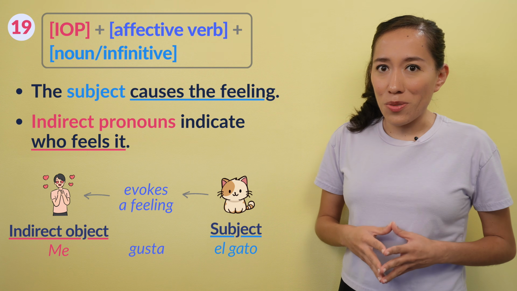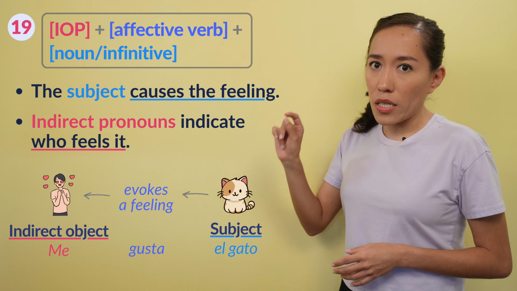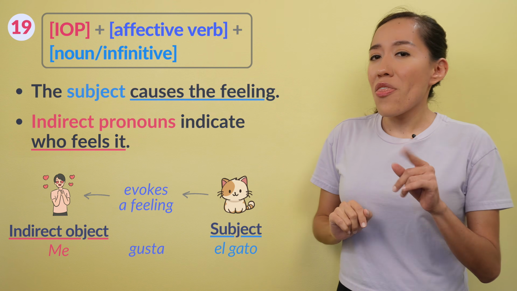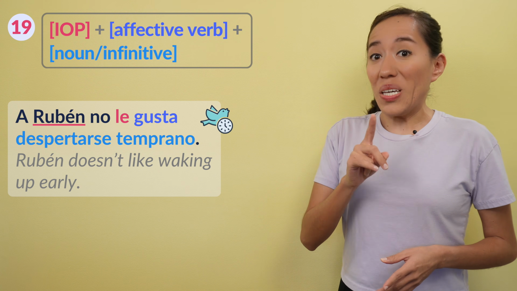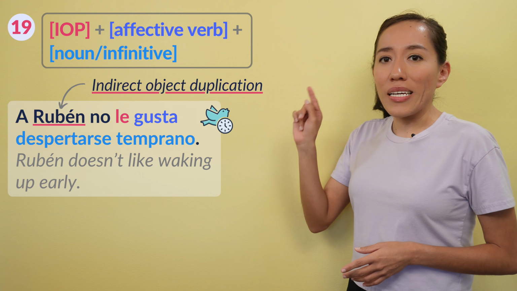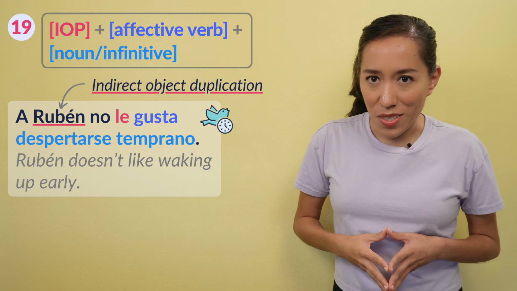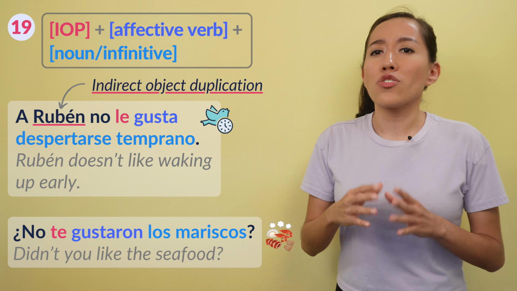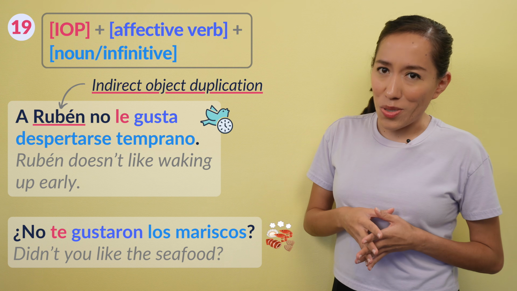Observa con esta fórmula that we are going to start our sentence with the indirect object pronoun and we are going to end it with the subject. That's why we say things like a Rubén no le gusta despertarse temprano. Y observa que usé la duplicación del objeto indirecto para darte más contexto. Now let me conjugate this verb in another tense so you can see we're following the same rules. ¿No te gustaron los mariscos?